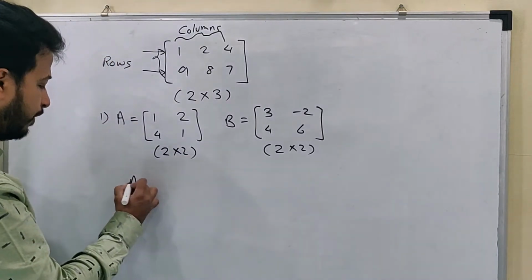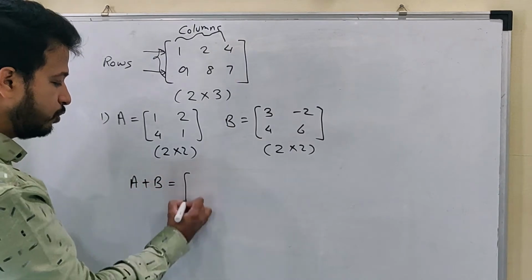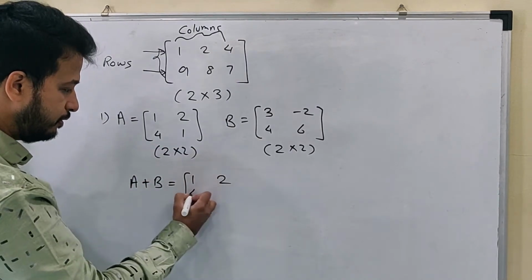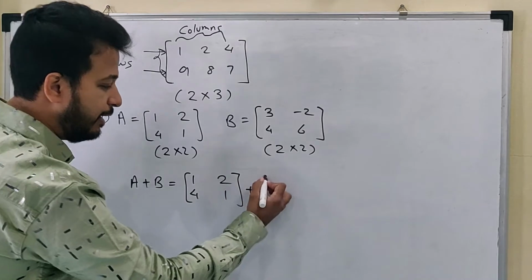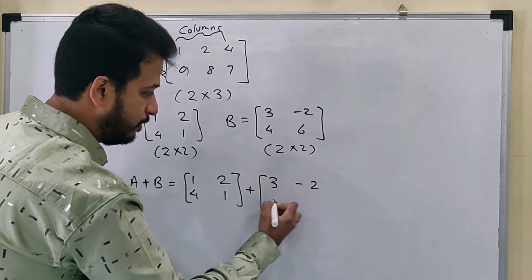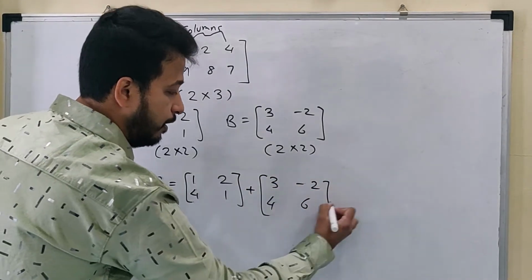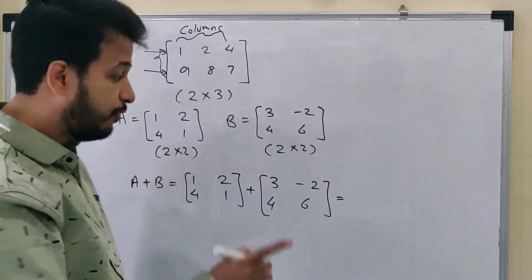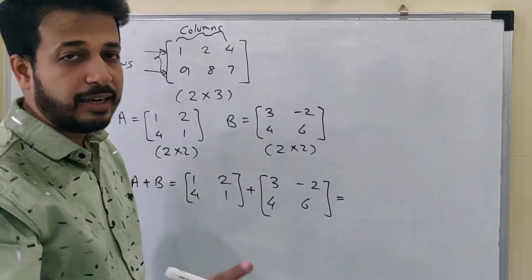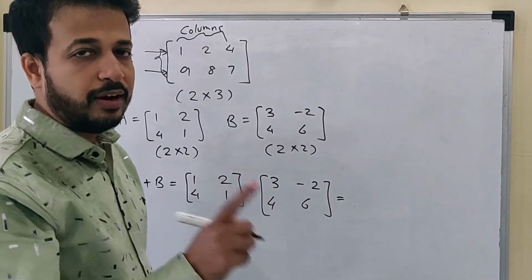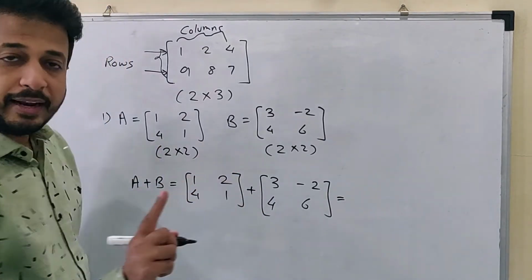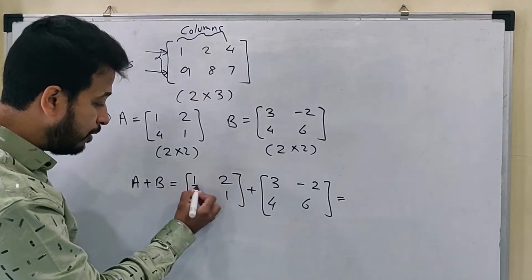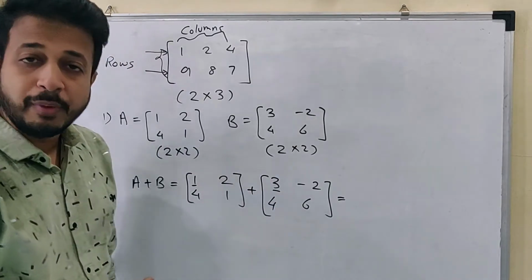So how can I add? If I want to do A plus B, this matrix will get added to this matrix. We have to specially take care of the minus sign, because the minus sign is where we make mistakes, right? So how can I add the matrices now? This number will get added to this number of this matrix.